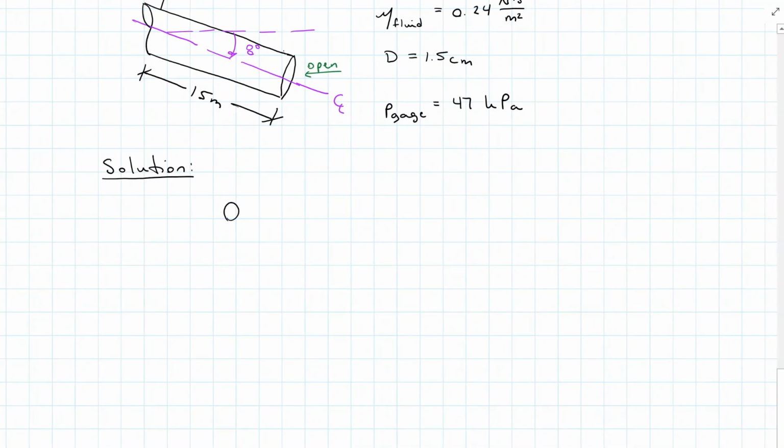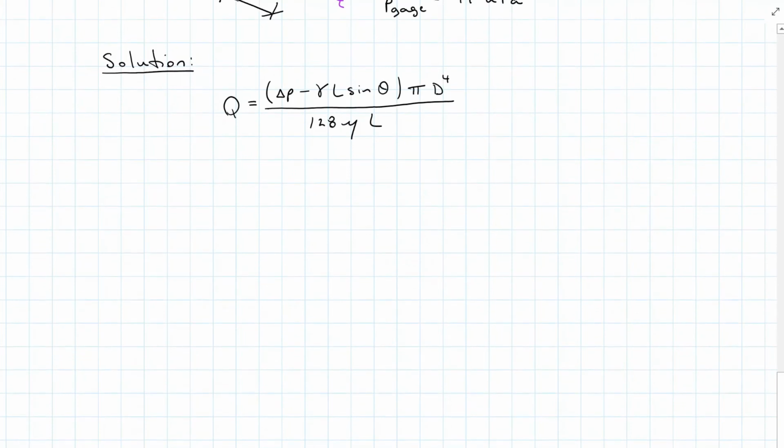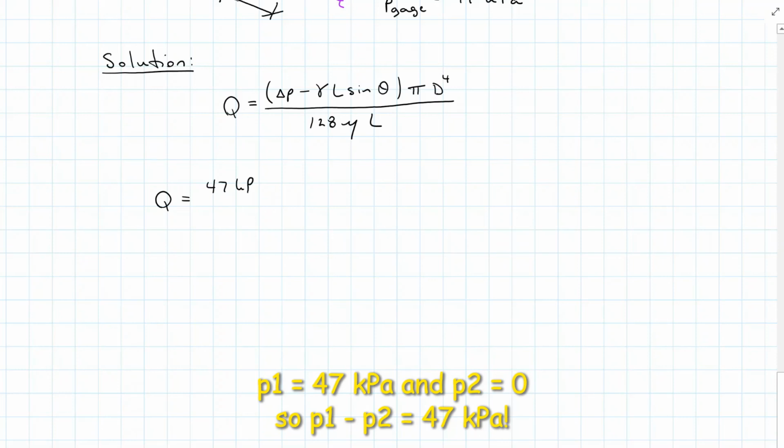Using the equation that we found earlier, flow rate is the change in pressure minus the specific weight length sine of theta. We were given diameter, so pi d to the 4th all over 128 mu L. Okay, the gauge pressure is 47 and it's open to the atmosphere. So the change in pressure is going to be 47 kilopascals minus the specific weight.